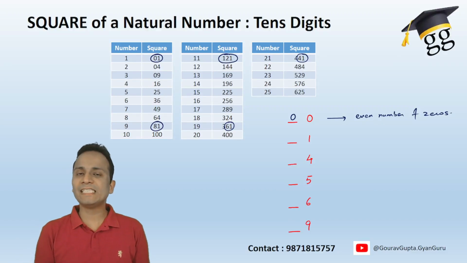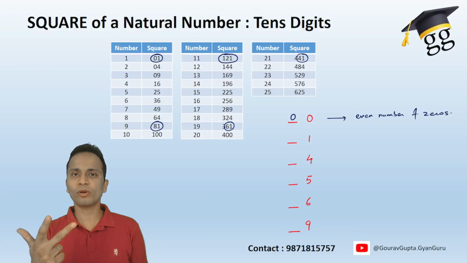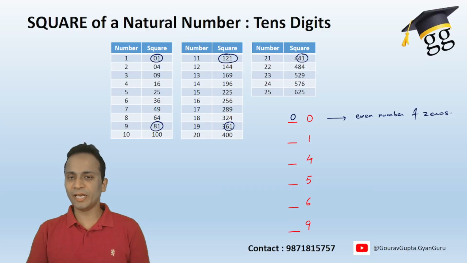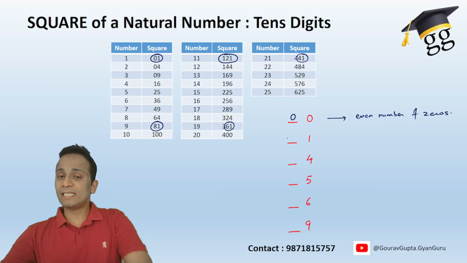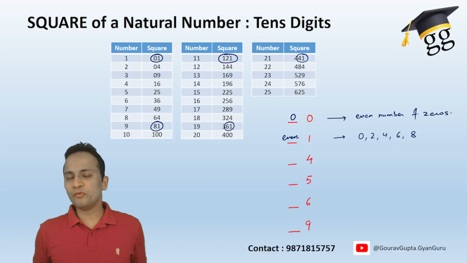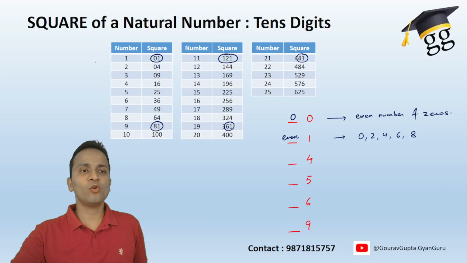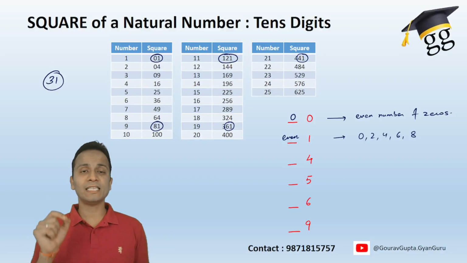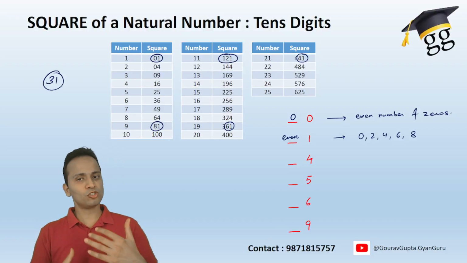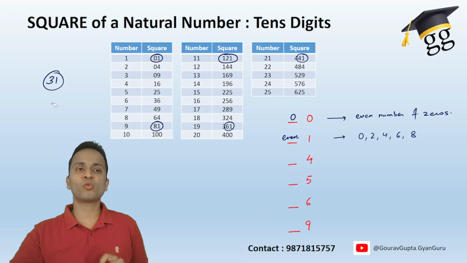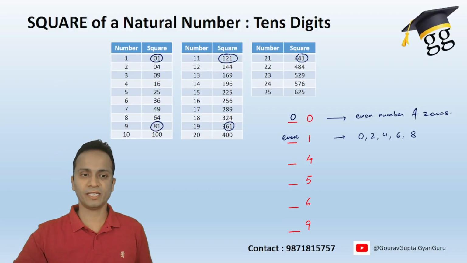So when the unit digit is 1, the tens digit is either 0, 2, 4, 6 or 8. What are these numbers? These are even numbers. So if a perfect square is ending with 1, the tens digit will always be an even number. Now we can say that if a number's last two digits are, let's say, 31, then this number cannot be a perfect square. So these rules can be used for elimination. एक number perfect square नहीं है, ये चीज find out करने के लिए हम easily use कर सकते हैं.